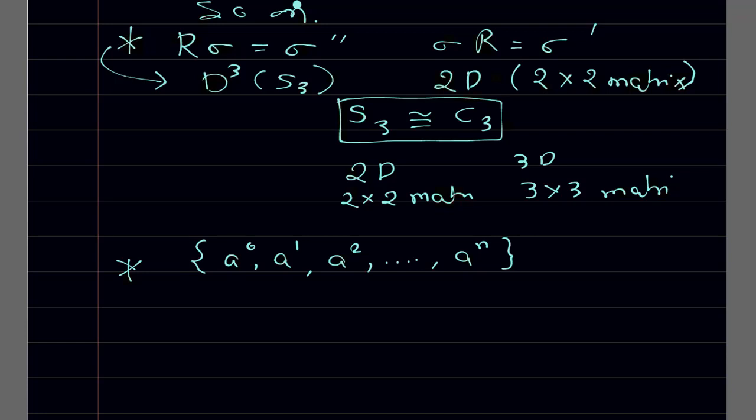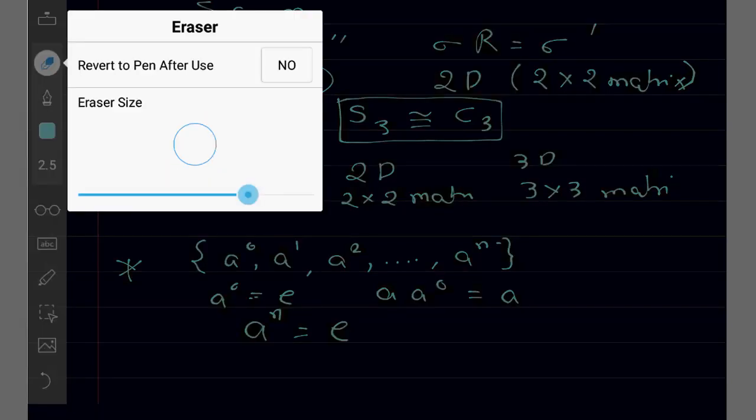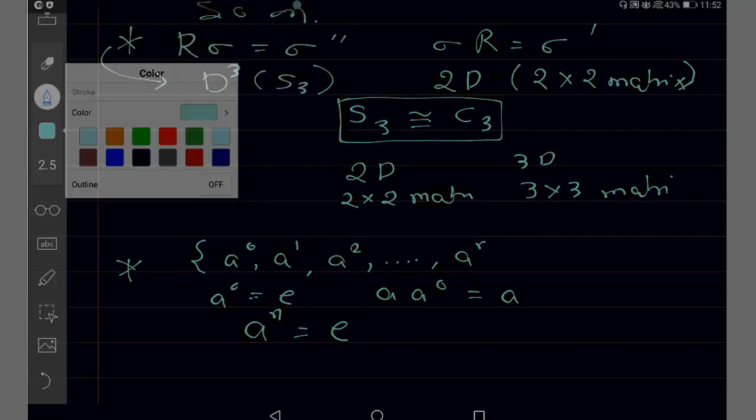Okay, we know that a group should have identity. So condition number 1 is A to the power 0 should be identity E. That means any A multiplied with the identity actually gives us A. Then there is another interesting thing: I need A to the power n also equal to E. If I do this, then I should actually have n minus 1 elements here. So there should be n minus 1 elements.